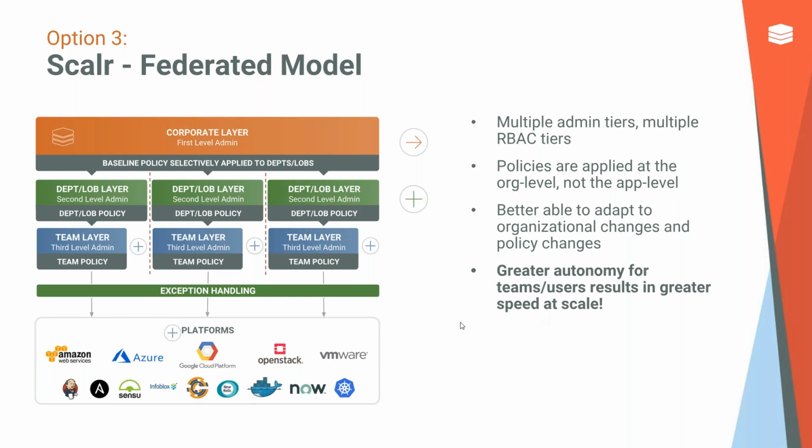And to sum it up, it means that we gain greater autonomy for teams and users, which results in greater speed at scale, because you want to make these teams more productive, but you still want to maintain your corporate policy.